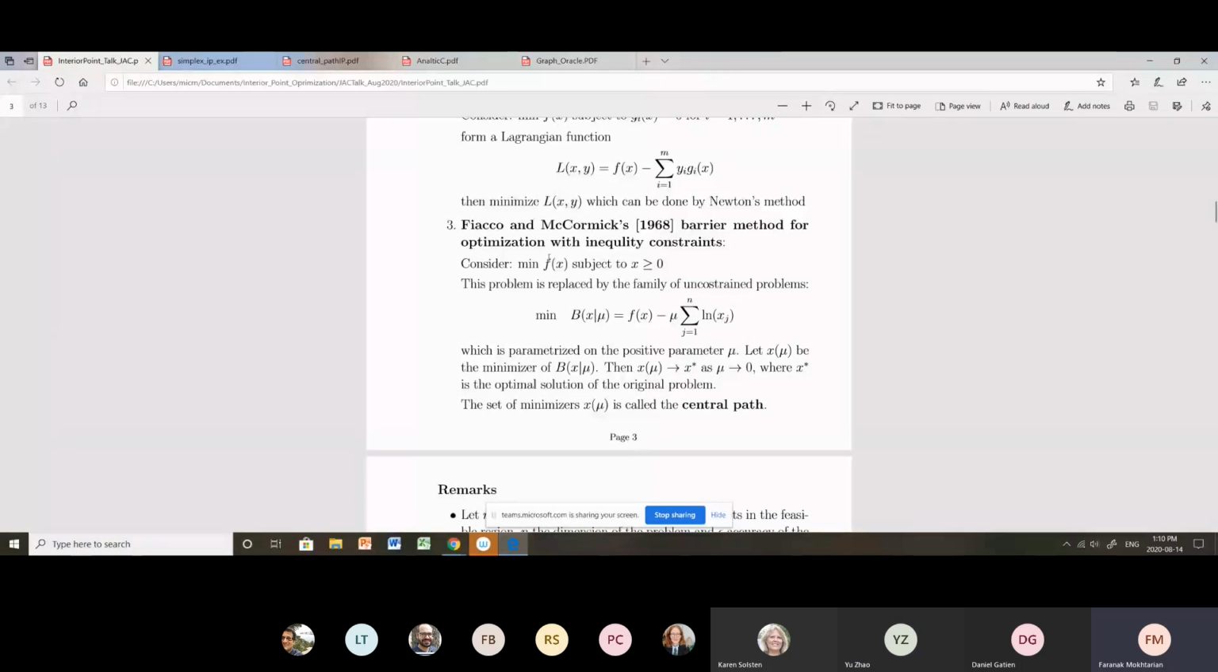So this constrained optimization can be replaced by a family of unconstrained minimization problems. For each mu, there is a minimum, which we call x of mu. As mu moves to 0, x of mu, which is a solution of that, moves to the optimal solution of the original problem. And this path formed by x of mu is known as the central path.